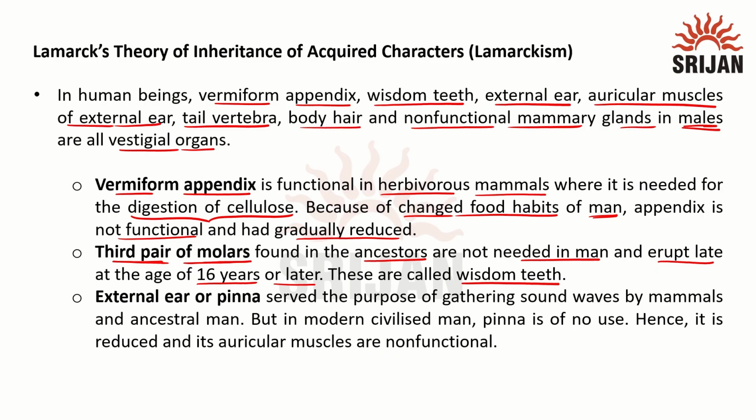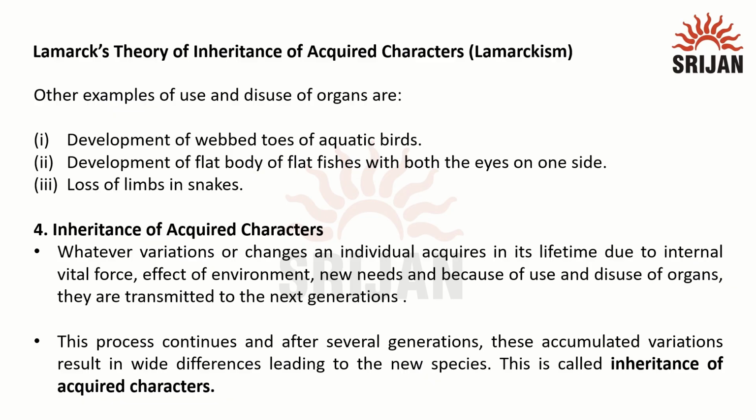Next we have the external ear or pinna. This served the purpose of gathering sound waves in mammals and ancestral man. Even today dogs and cats use this to gather sound vibrations. But in modern civilized man, the pinna is of no use. Hence it is reduced and the auricular muscles used to move it are also non-functional. Other examples of use and disuse of organs are the development of webbed toes of aquatic birds, development of the flat body of flatfishes with both eyes on one side, loss of limbs in snakes, etc.